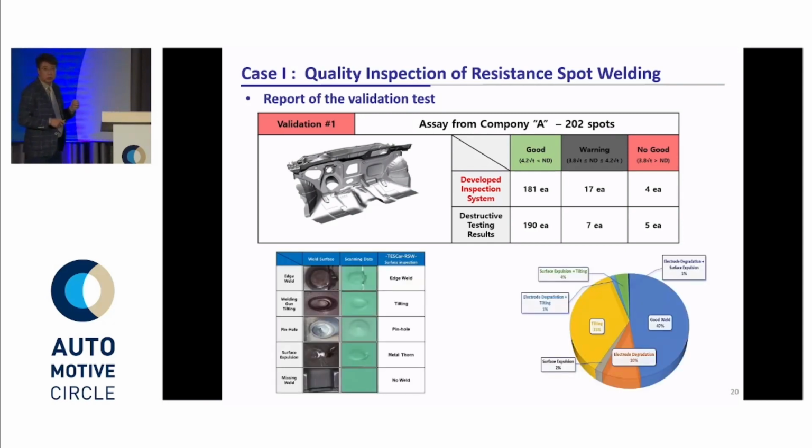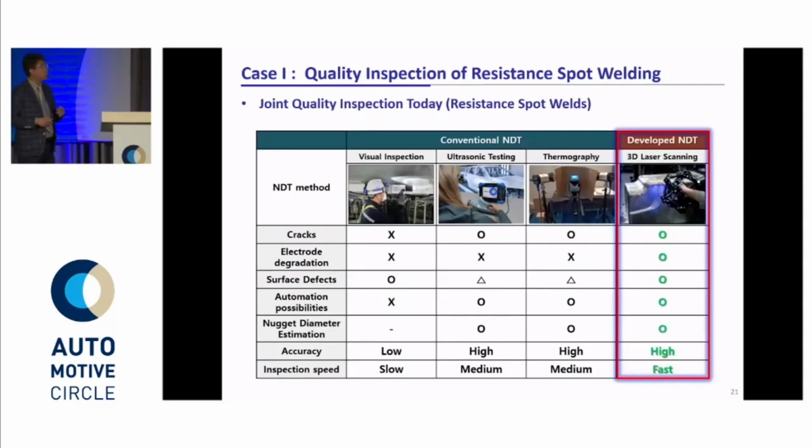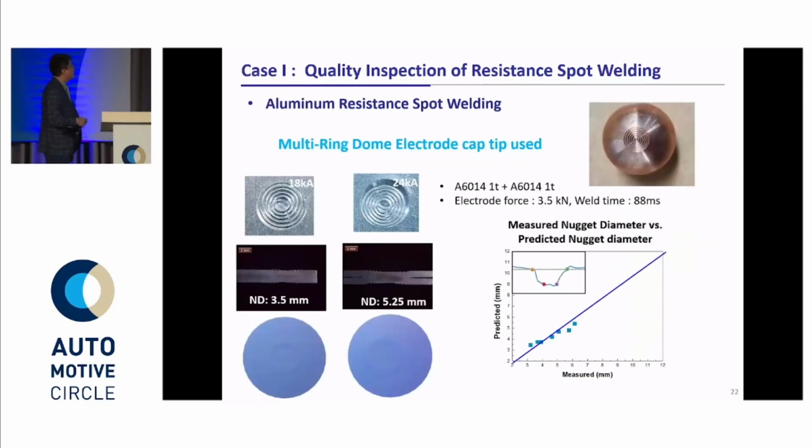But this is the interesting part: since we have surface abnormality detection, we did a statistical analysis for the 202 spots. 50% were very good welds, 35% had a tilting condition by the electrode, and 10% were welded with electrode degradation. Compared with ultrasonic and thermography, our developed system shows very good quality and speed. We can do internal quality measurement, surface defects can be reported at the same time, and the scanning is very fast.